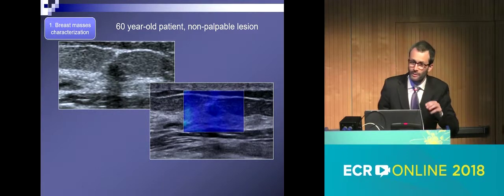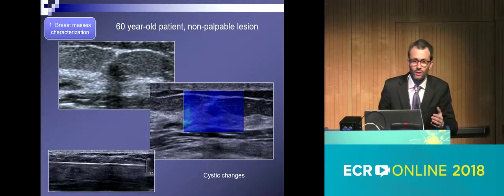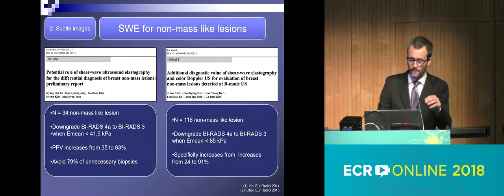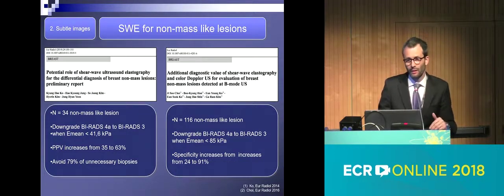So honestly, we did biopsy it anyway. But when pathology told us that it was cystic changes, we found that these results were concordant with imaging because of the softness observed on shear-wave elastography. This case shows us that sometimes analyzing small images is very difficult on breast ultrasound. And I think this is the second situation where shear-wave elastography could be really useful: subtle images.